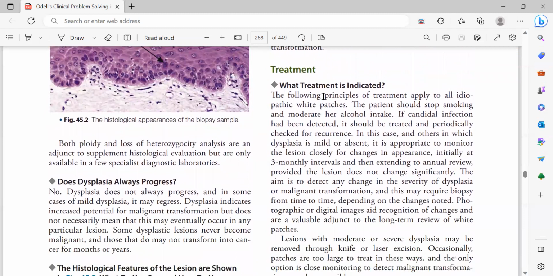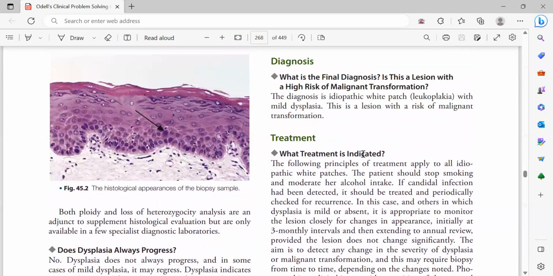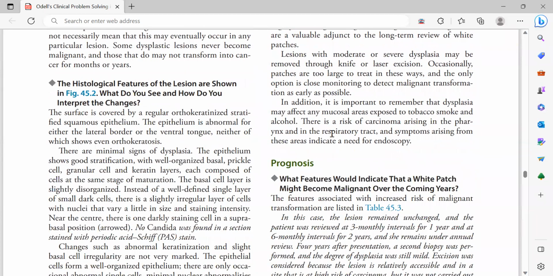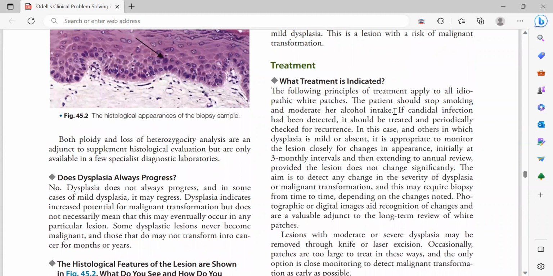Then what would be the treatment? Treatment would depend, like according to TG we would only be referring, but they have explained in detail, they have given the patient all the options. The following principles of treatment apply to all idiopathic white patches. The patient should stop smoking and moderate her alcohol intake, because those two are the risk factors. If there is any candidal infection, it should be treated and periodically checked for any recurrence.